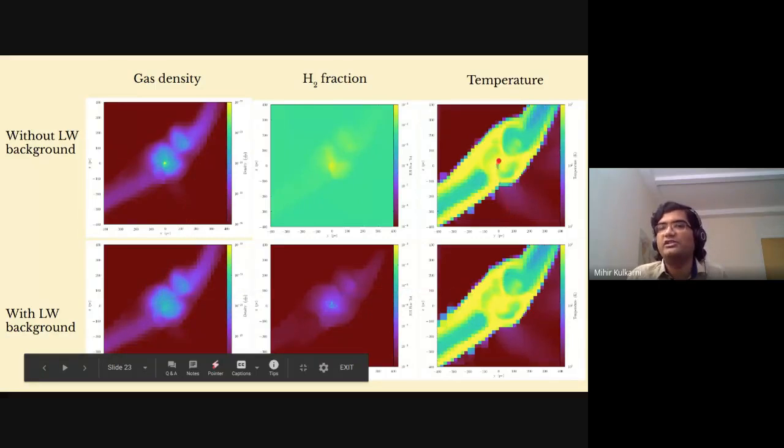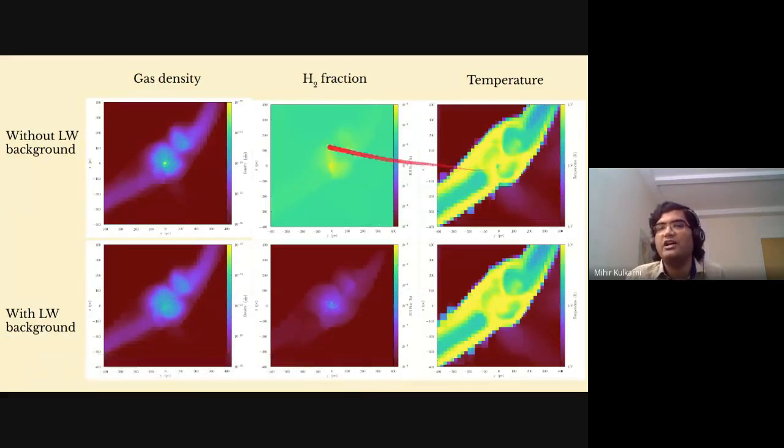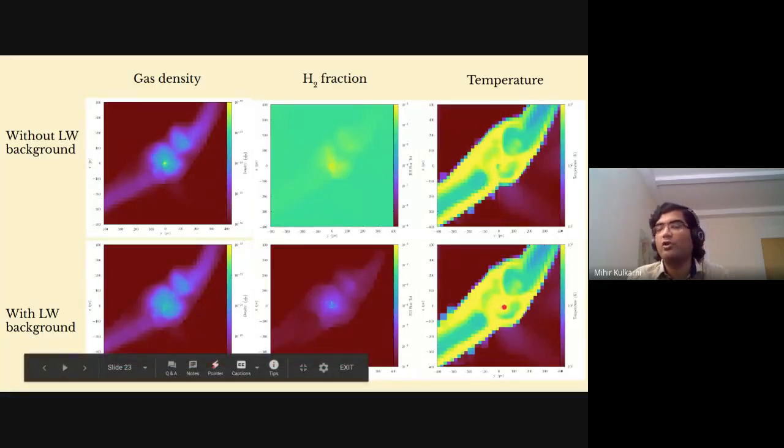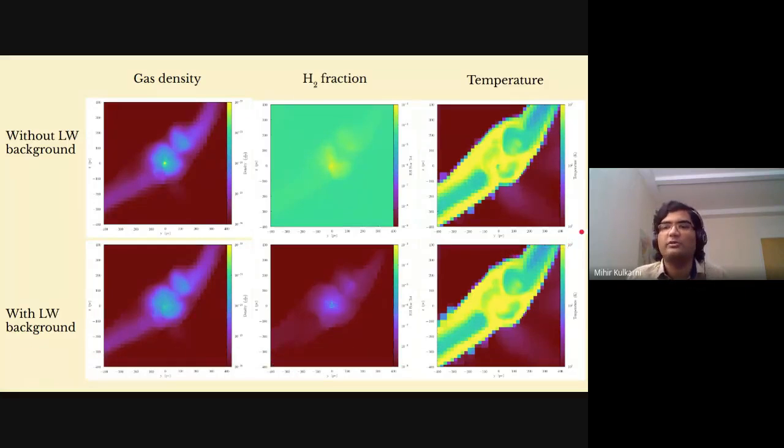And this can also be seen in temperatures. For example, here we can see the central region is able to cool to a few hundred Kelvin, which is absent here. So if you don't have molecular hydrogen, you cannot cool to a few hundred Kelvin. So this is just one halo from our simulations.